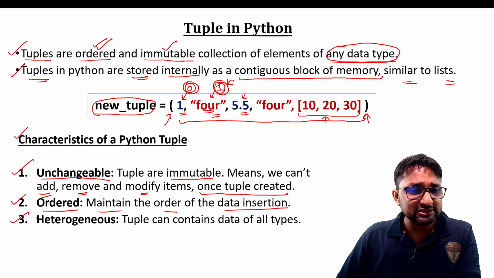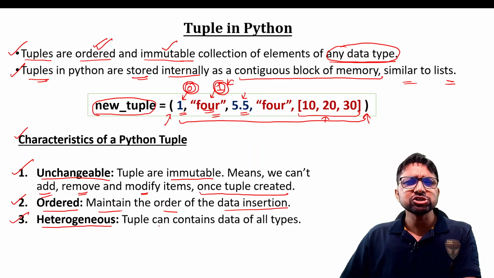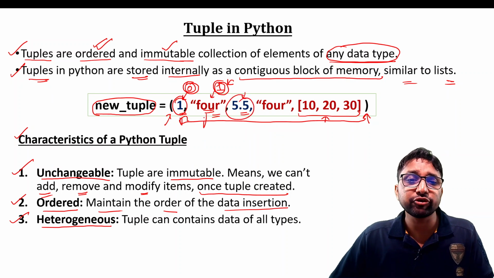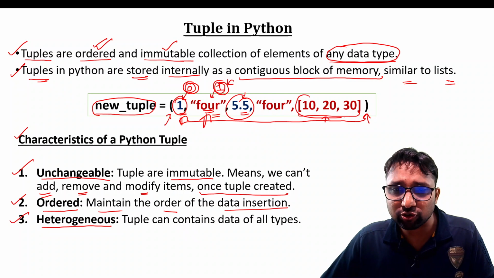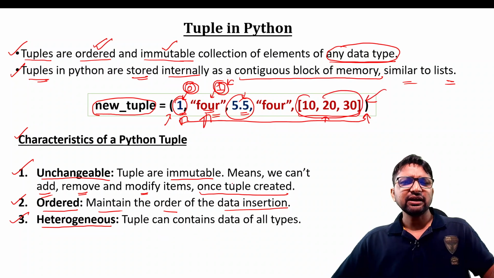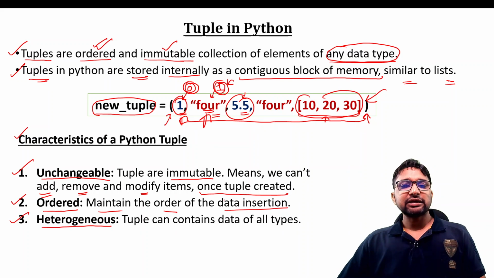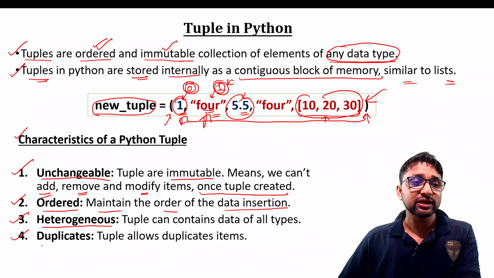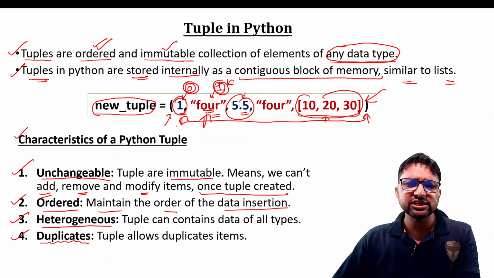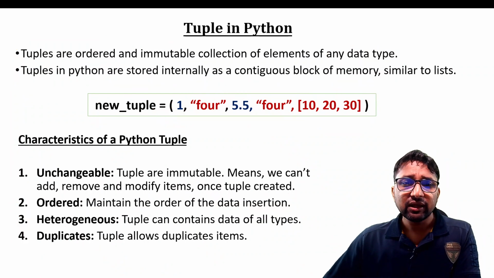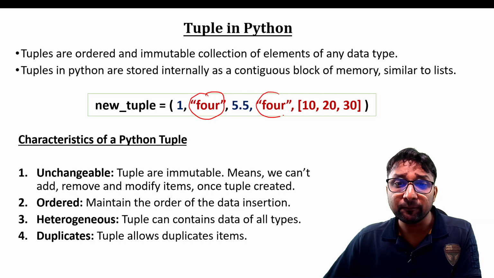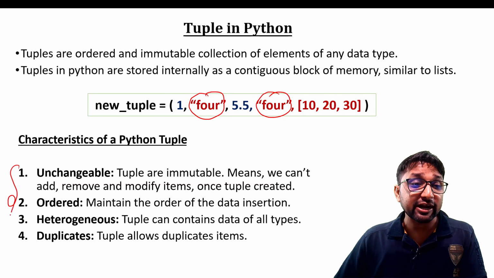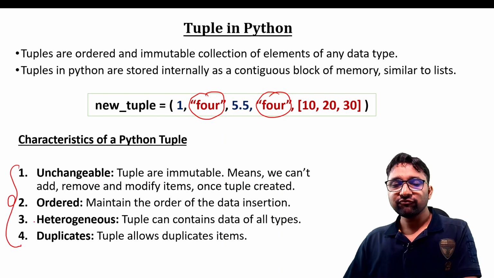So it maintains the order of data insertion. In which order you insert the data, you can retrieve the data in the same order. Fine, okay. Next property is that tuples are heterogeneous. Heterogeneous means a tuple can store different types of data, integer, float, string, even other data structures inside the tuple. Different data types we can store together inside the same tuple. So tuples are heterogeneous. Next one is duplicates. Tuples allow duplicate elements. You can see in this example itself, this string and this string are the same. So duplicate elements are allowed in a tuple. So these are the most important characteristics of the tuple. Fine, okay, let's move on now.